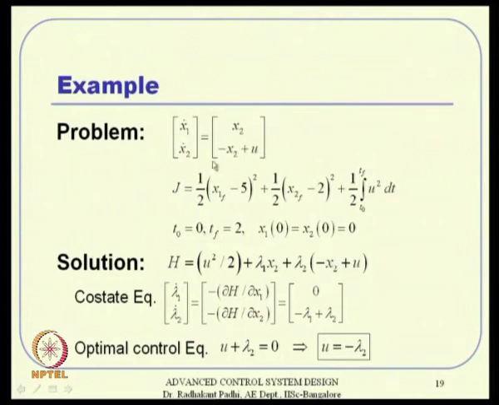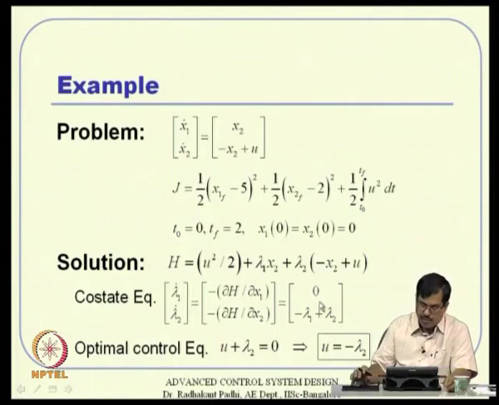Now, the state equation is already there with us. So, what we need to find out are the co-state and optimal control equations. The co-state equation tells us that lambda dot is equal to minus del H by del x. That means lambda 1 dot is minus del H by del x1, and lambda 2 dot is minus del H by del x2. Now, here is the Hamiltonian. If you take the partial derivative with respect to x1, there is no x1 anywhere. So, the partial derivative with respect to x1 is 0. So, lambda 1 dot is 0, and certainly lambda 1 is a constant.